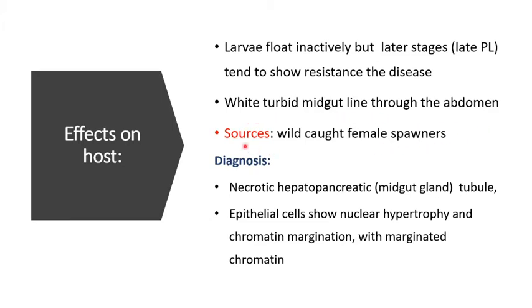The source of the disease is wild caught female spawners, and we can diagnose this disease through the appearance of necrotic hepatopancreas midgut gland tubule and epithelial cells showing nuclear hypertrophy, that is increase in size, and chromatin margination. The chromatin material moves towards the margin of the nuclear membrane, giving marginated chromatin.